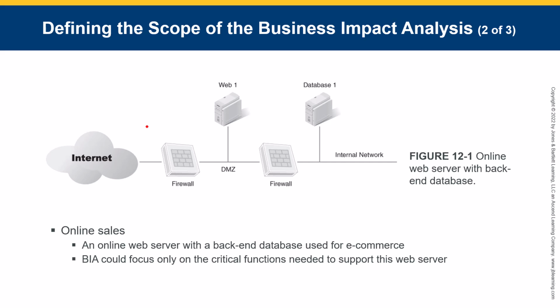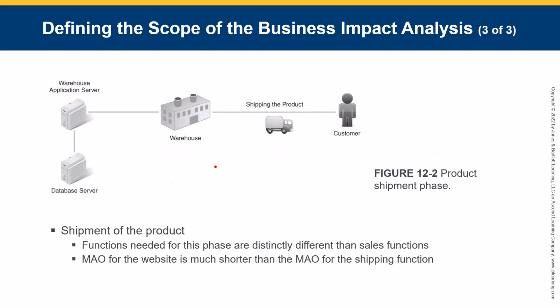So, defining the scope of our BIA in this example, let's say for online sales, an online web server with a back-end database used for e-commerce. We might have to define what our acceptable downtimes are for those systems. The BIA could focus on the critical functions needed to support the web server. The web server, the back-end, the database communication, maybe filtering.